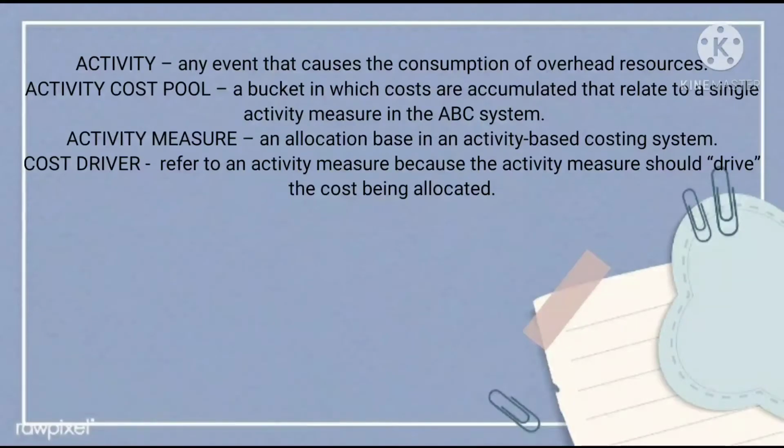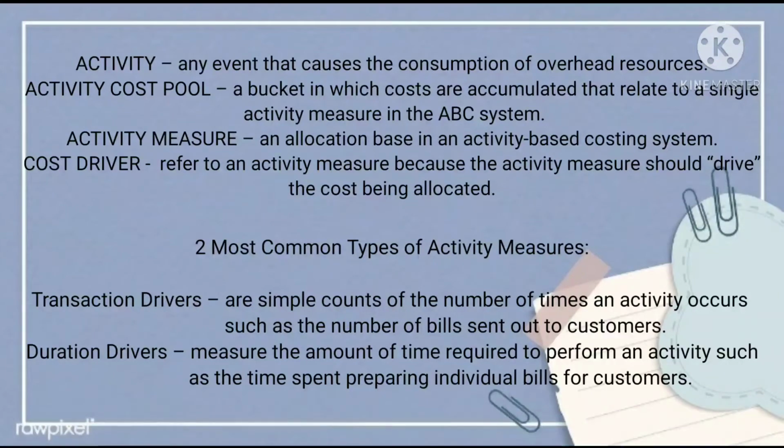In activity-based costing, an activity is any event that causes the consumption of overhead resources, while an activity cost pool is a bucket in which costs are accumulated that relate to a single activity measure in the ABC system, while an activity measure is an allocation base in an activity-based costing system. The term cost driver is also used to refer to an activity measure because the activity measure should drive the cost being allocated.